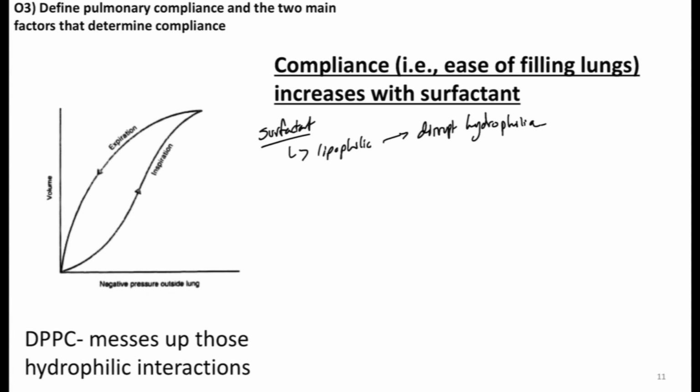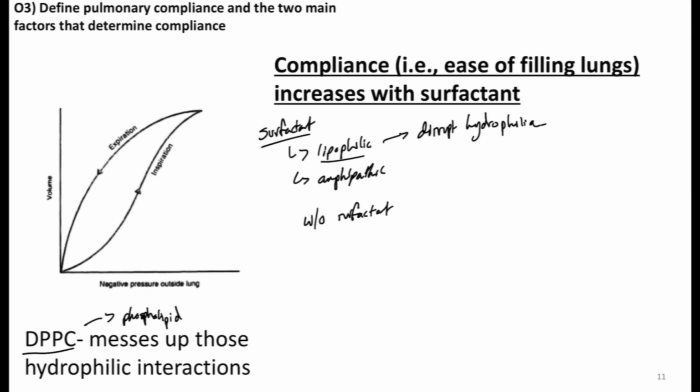And it does this not just by being lipophilic, but they're also amphipathic. The actual main component, the DPPC, messes up the hydrophilic interactions because it is amphipathic and it is actually a phospholipid. So fun fact, it has, of course, the hydrophilic end and the hydrophobic end, and it's able to mess up the hydrophilic interactions that would normally be caused by water and other hydrophilic molecules found in the alveoli.